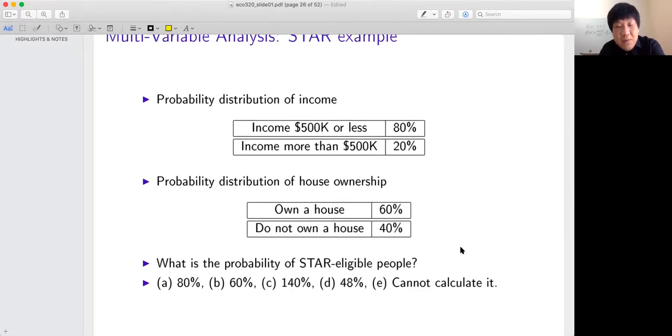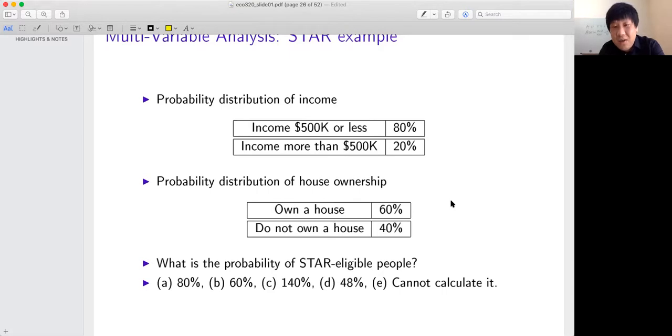Okay, so I'm gonna reveal the question's answer. You might want to pause this and think twice. I know most people say, okay, owning a house is 60% and income is 20%, so 80%. Do you think that is true?